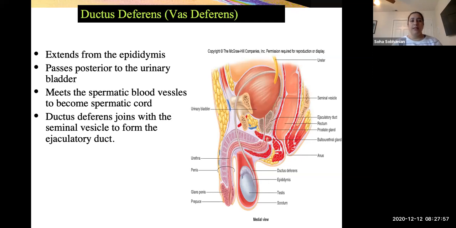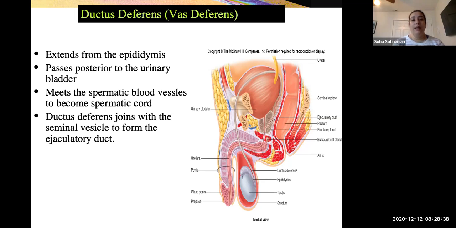Okay. So let's move on to the next part, which is the tube that you see right here, starting from the epididymis, going up, doing this kind of round around the bladder, which is this little bulb you see right here, and then coming back down behind the bladder. So this tube is referred to as the vas deferens or ductus deferens. And again, it's extending from the epididymis all the way to the accessory organ you see right here called the seminal vesicle. And again, it's looping around the bladder.